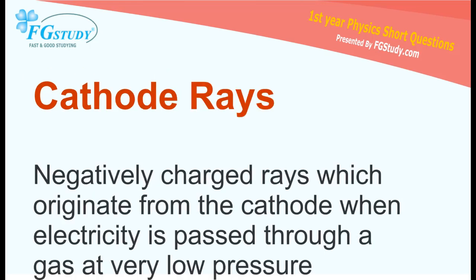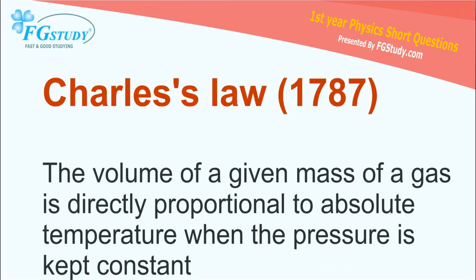Cathode rays, negatively charged rays which originate from the cathode when electricity is passed through a gas at very low pressure. Charles's law, 1787, the volume of a given mass of a gas is directly proportional to absolute temperature when the pressure is kept constant.